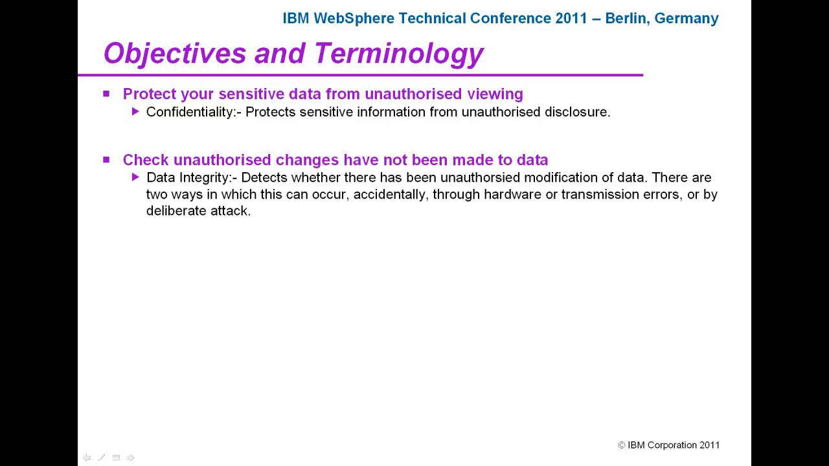Data integrity, being able to detect whether your data has been changed by some means, either through a deliberate malicious attack, a hacker, or through some accidental error, a transmission error, a hardware fault, something like that. Either way, you want to know if your data has been changed in transit, and a data integrity service of some sort, such as a digital signature, would allow the detection of that.